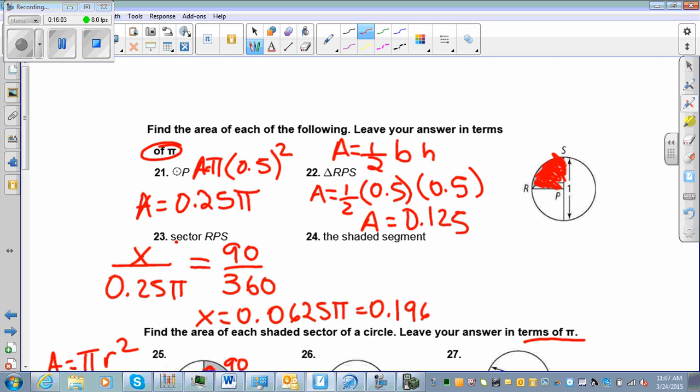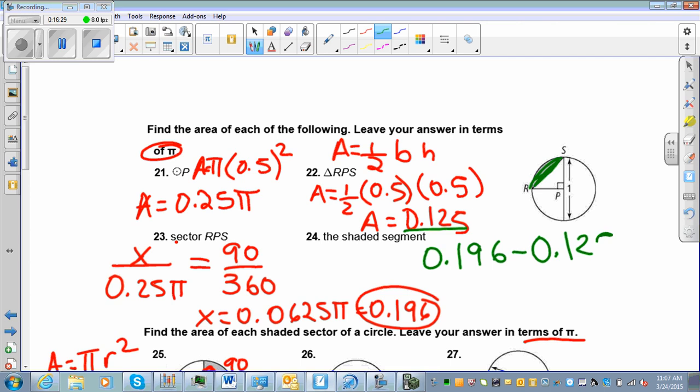This red portion, the area would be this. But the question is, what is the shaded region? So if I'm only looking for this piece here, I'm going to do the whole thing minus the triangle. The whole thing is this, and the triangle is this. So we're just going to do 0.196 minus 0.125. That would give you the green area.